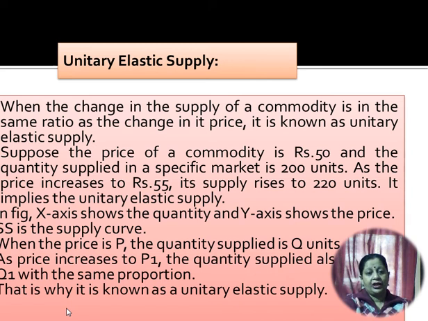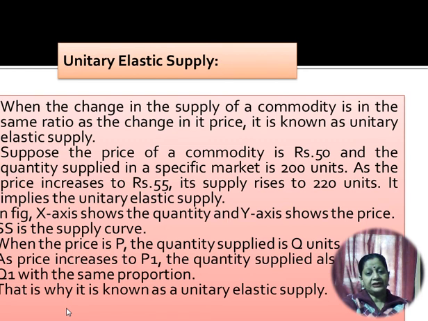Unitary elastic supply. When the change in the supply of a commodity is in the same ratio as the change in the price, it is known as unitary elastic supply. That means there is an equality between the change in price and the change in quantity supplied. So this is known as unitary elastic supply, that when the price of the commodity and quantity supplied change equally, that equal change is known as the unitary elastic supply.